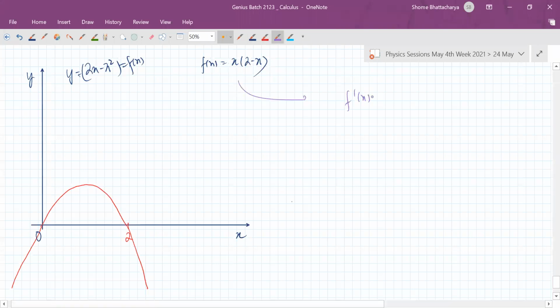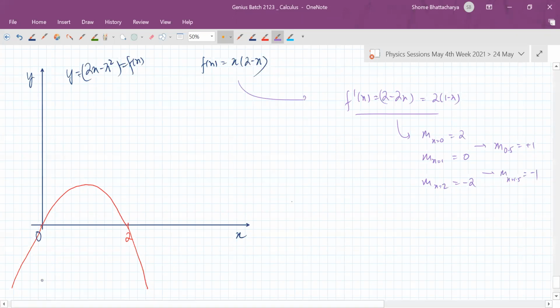Okay. Now in this graph, let's put the information about the slope. So what was the derivative of the function? It was 2 minus 2x. So what we'd seen, that the slope at x equal to 0 was plus 2. The slope at x equal to 1 was 0. The slope at x equal to 2 was minus 2. In between also we had seen the slope at x equal to 0.5 was plus 1. The slope at x equal to 1.5 was minus 1.